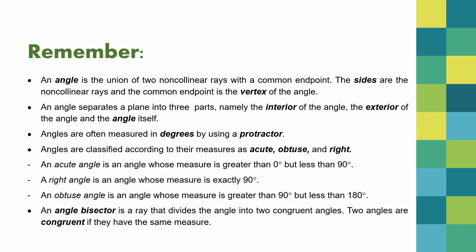An acute angle is an angle whose measure is greater than 0 but less than 90. The right angle is an angle whose measure is exactly 90 degrees, while an obtuse angle is an angle whose measure is greater than 90 but less than 180 degrees. An angle bisector is a ray that divides the angle into two congruent angles. Two angles are congruent if they have the same measure.